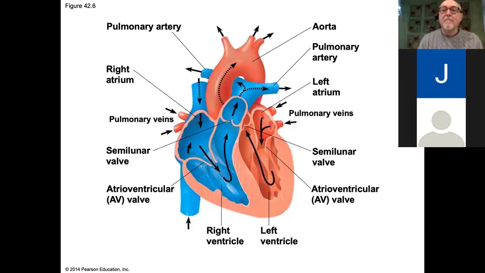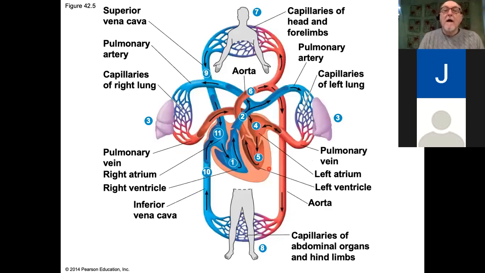The aorta supplies all of the rest of the body with blood, as we'll see in a second. So what we see is that the right atrium and right ventricle deal with deoxygenated blood, while the left atrium and left ventricle deal with the oxygenated blood. The 2 circuits are kept completely separate from one another.